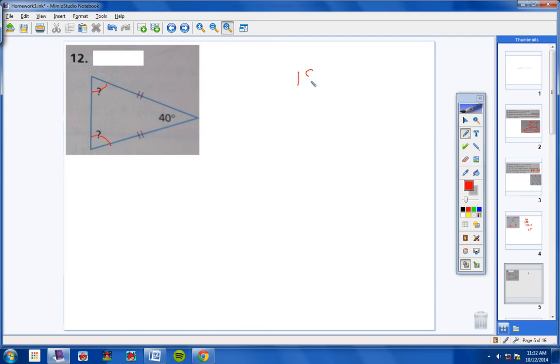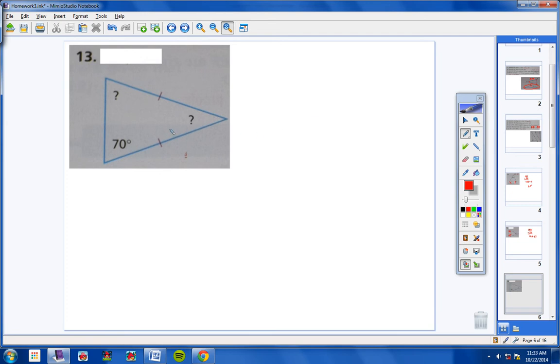So I can take 180 minus 40. That gives me 140. And then divide that by 2. And both of these angles are 70 degrees. And you can check your work by adding 70 plus 70 plus 40, and you will get 180. All right, number 13.